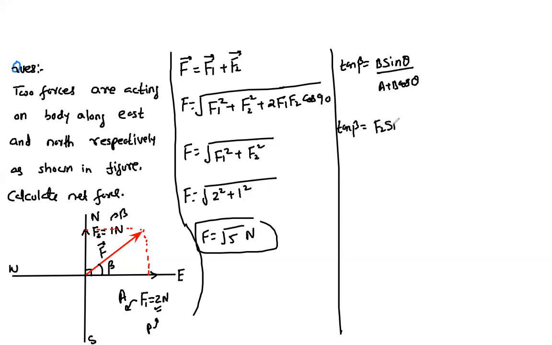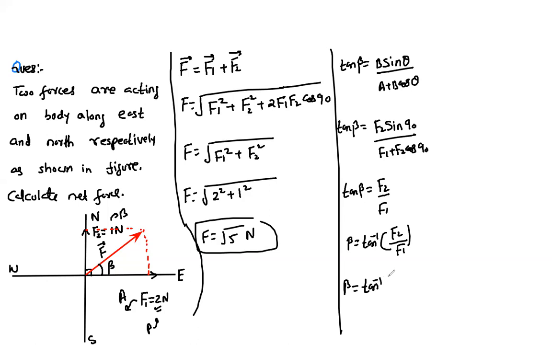So this is F2 sine 60 divided by F1 plus F2 cos 60. Not 60, the angle is 90. Sine 90, cos 90, so cos 90 is 0. Your tan beta is just F2 by F1, or your beta is tan inverse F2 by F1. Keep on substituting the values. F2 is 1, F1 is 2. So beta is tan inverse 1 by 2.